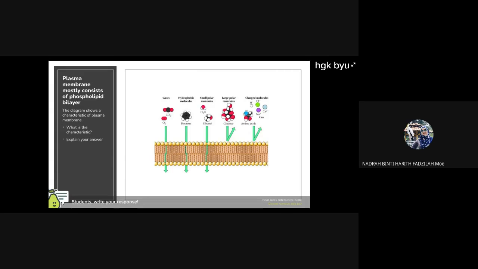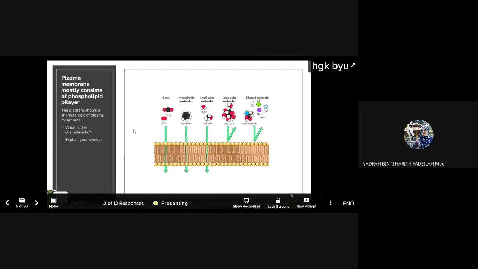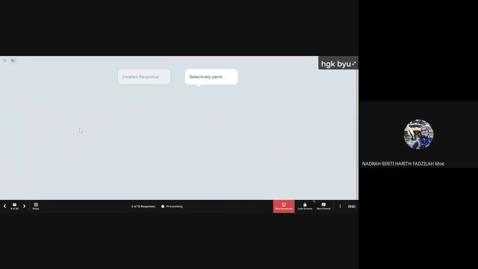Soalan ni ada 2 lapis. Nombor 1, apakah ciri yang ditunjukkan oleh rajah tersebut? Nombor 2, bolehkah kamu terangkan jawapan kamu itu? Okey, ini soalan 2 markah. Mari kita cuba sama-sama ciri apa kat situ. Kita tengok, ada yang warna hijau, arrow dia straight, boleh tembus ke bawah. Tetapi ada arrow hijau dah sampai plasma membrane, keluar, patah balik. Apakah ciri plasma membrane kat situ? Boleh jawab dalam bahasa Melayu atau bahasa Inggeris. Tak ada masalah.